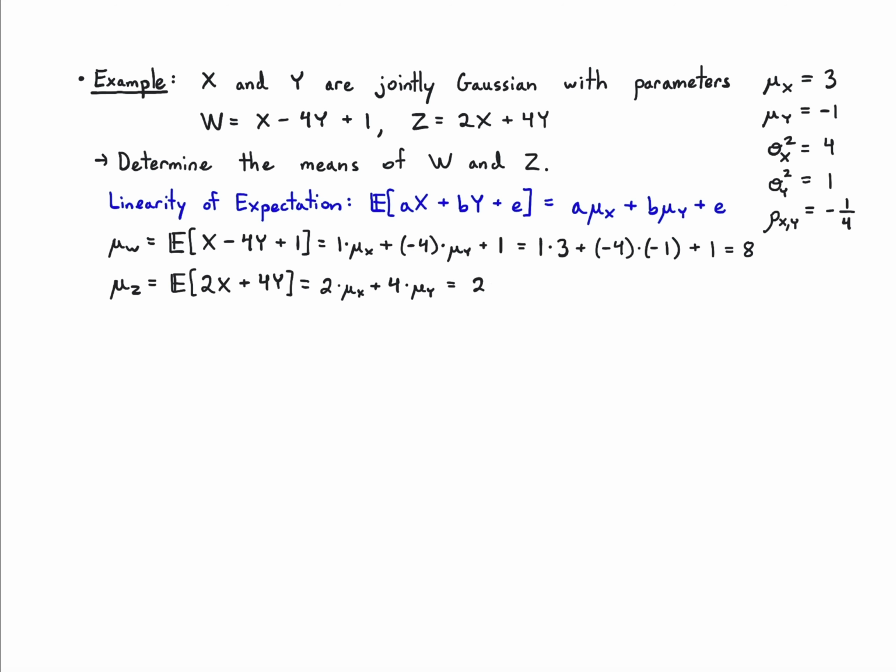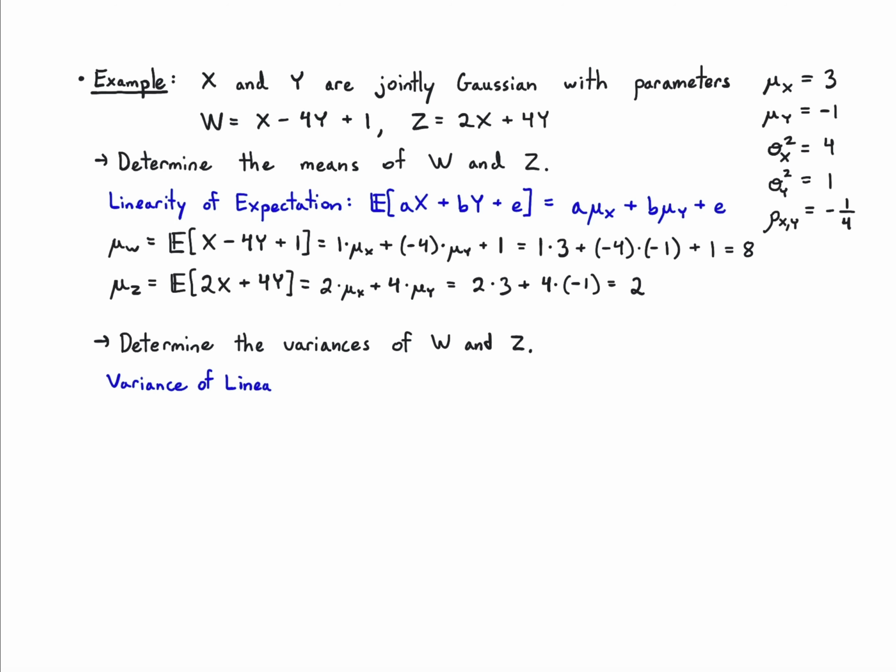That's going to be 2 times 3 plus 4 times minus 1, and that's going to be 2. Okay, on to the variances. The variance of a linear function is a little different. I can't directly use the linearity of expectation because the variance has these square terms, but we already have a formula for the variance of a linear function.